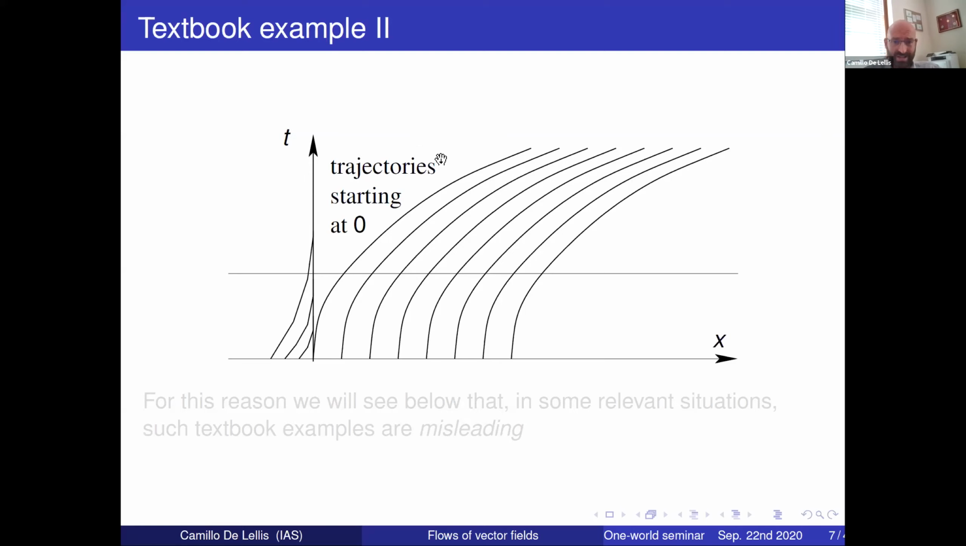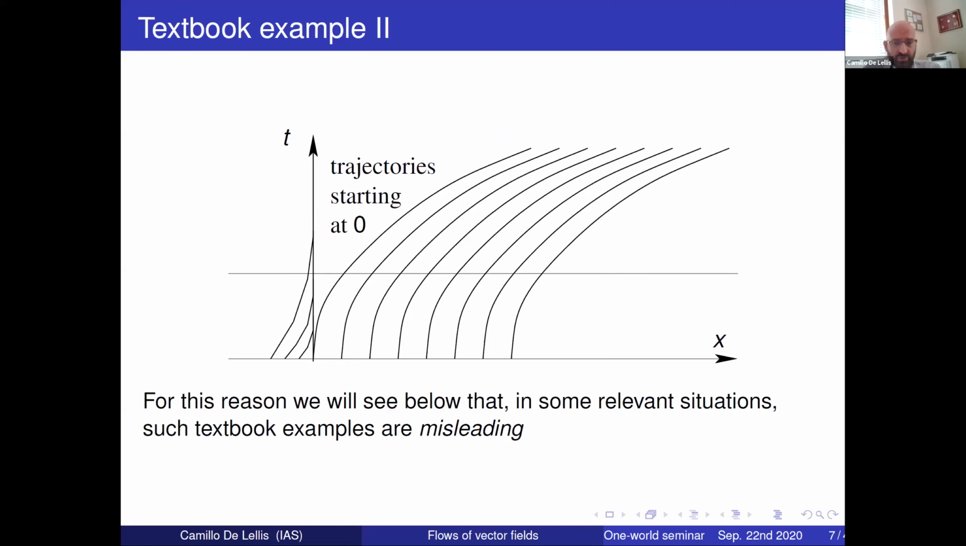So there is this whole area over here that if you're trying to construct a map phi, which is going from the real line into the real line by following the trajectories, there is this whole area over here, which is essentially coming from this sink at the origin 0, okay? Now, even though this is a textbook example, and it's very beautiful, it's in fact, in some sense, misleading, because in a lot of relevant situations, this example does not apply.